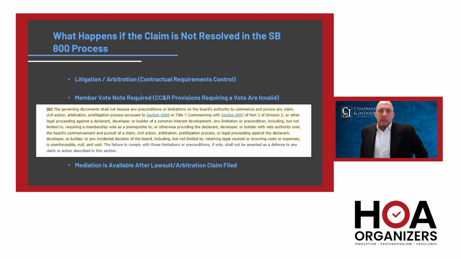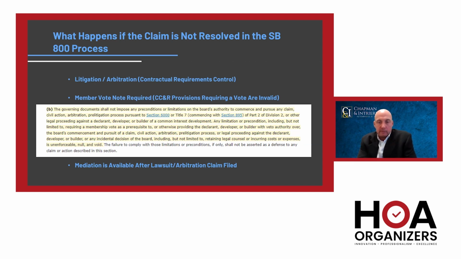So what happens if the claim is not resolved in the SB 800 process? At that point, the HOA or homeowner may initiate a lawsuit in Superior Court or may be bound to pursue the claim in arbitration. Many CC&Rs provide for arbitration of these types of disputes. In arbitration, a service provider for a fee will provide an arbitrator to hear evidence and issue an award. Arbitrators are typically retired judges or seasoned attorneys. The arbitration award ultimately can be enforced by a judge in the Superior Court.